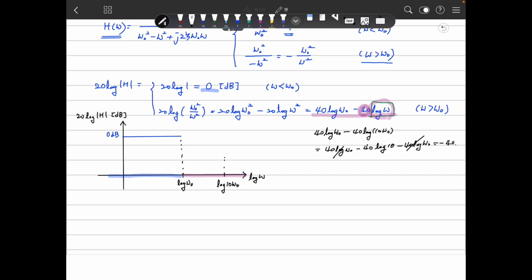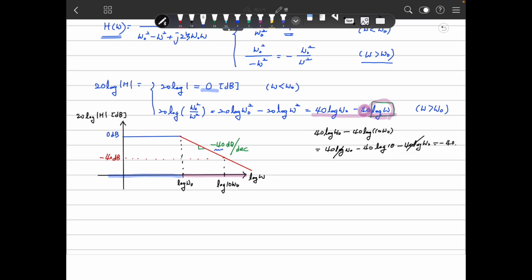Here we have another value. This is minus 40 dB, and the line is connected in this manner. That is minus 40 dB per decade. Because this is a second order system, that is 40. So we call this a low pass filter.